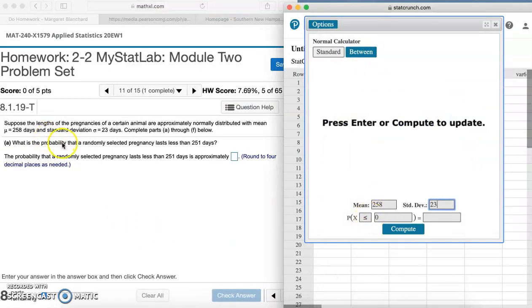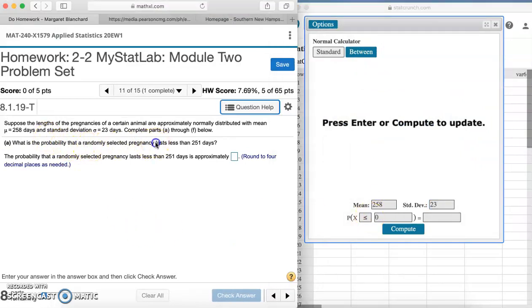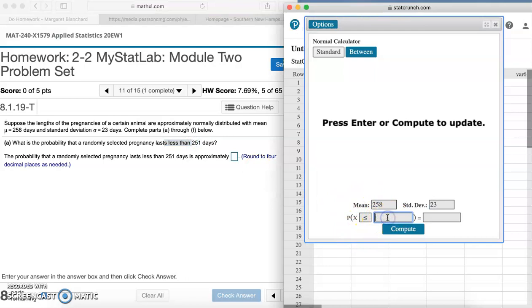Now we want to know, what is the probability that a randomly selected pregnancy lasts less than? When it says less than, we know that we are looking to the left of that X variable. So we're going to put 251 in here. Now, just looking at this, we know that it should be less than 50% or less than 0.5 probability, because we know that this is to the left of the mean. If we want to know what the probability is of it being less than the mean, that 258, that would be 0.5. So we already expect this to be less than 0.5.